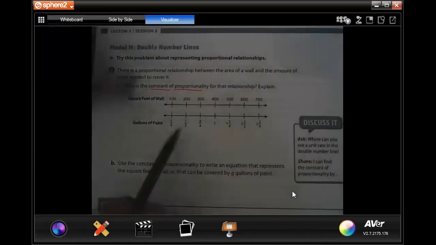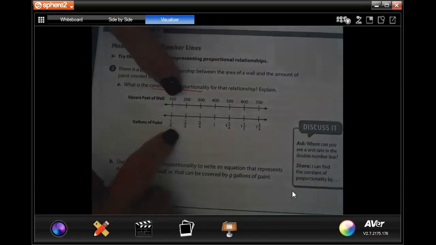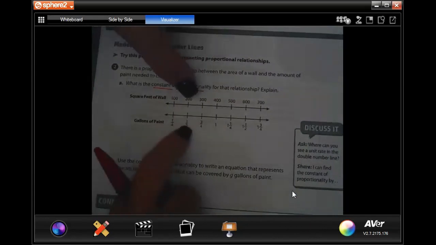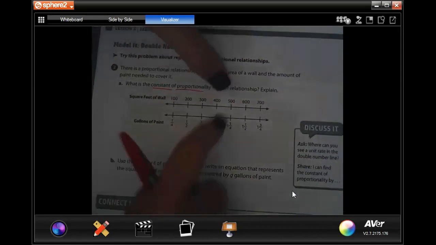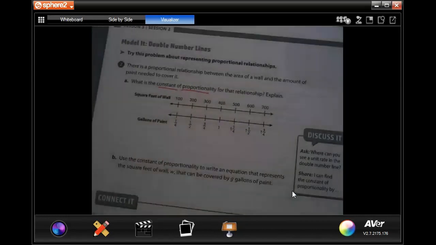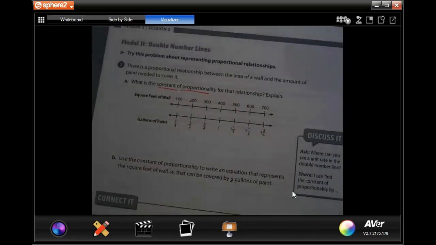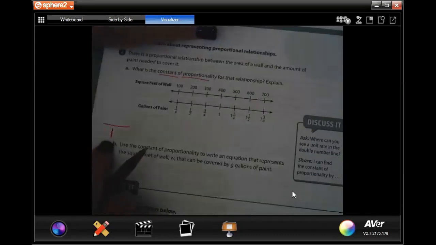All right, so let's go through and just figure out what we have here. If I want to cover 100 square feet, I need 1/4 gallon of paint. 200 square feet for 1/2 gallon, 300 square feet for 3/4 of a gallon, 400 square feet for 1 gallon, 500, and so on and so on. Remember, in order to find the unit rate, aka constant of proportionality, you're looking for the one that has a 1 as the bottom number.